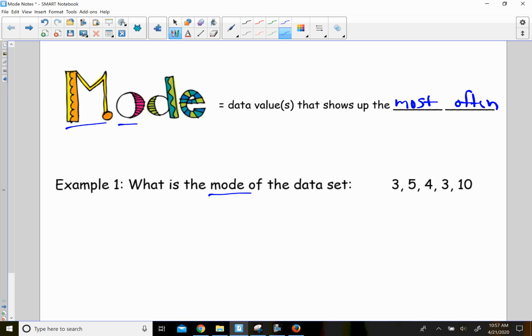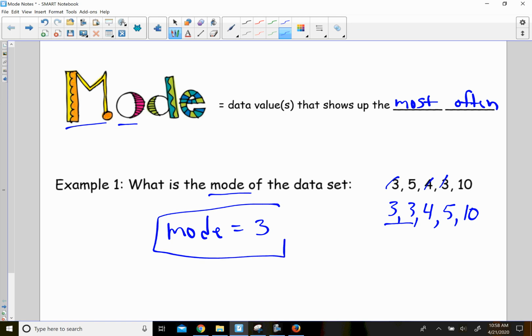So for mode, even though I'm looking for what shows up the most often, it's easiest to see that when they're in order. So I'm going to put the 2 3s and then the 4 and then followed by 5 and 10. Now that they're in order, I can see 3 shows up twice, everybody else only shows up once. So the mode for this data set is 3. 3 shows up the most by showing up twice. The mode is 3. 3 shows up the most often number of times.